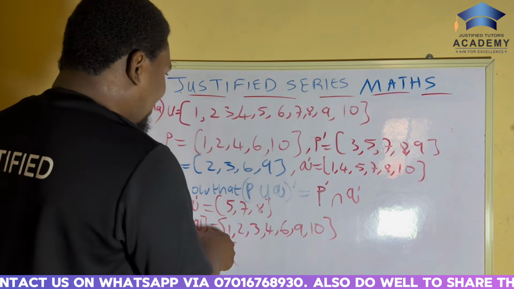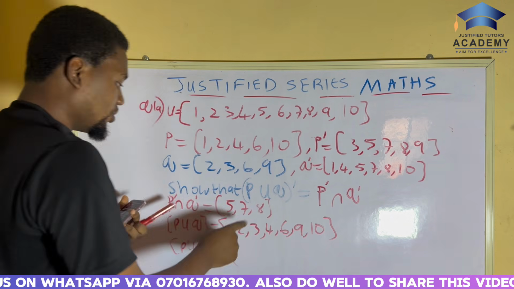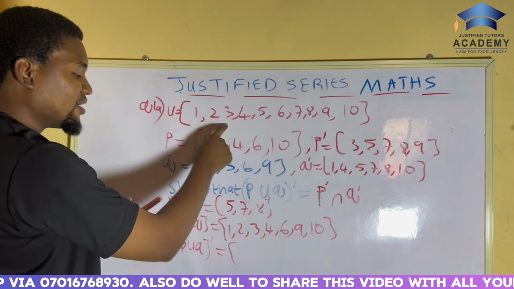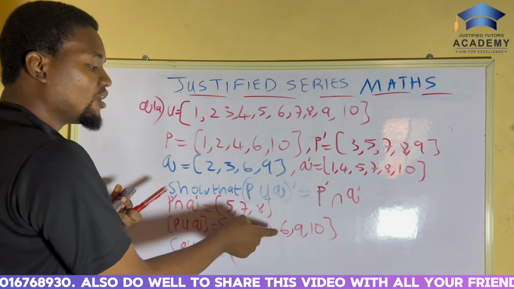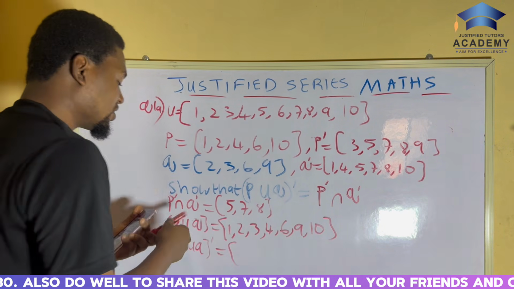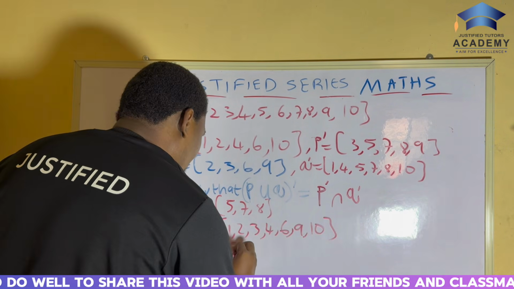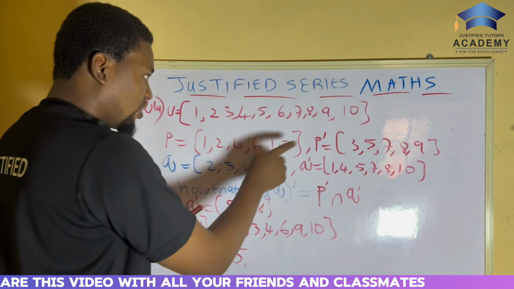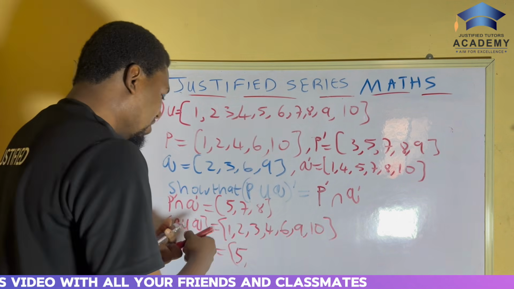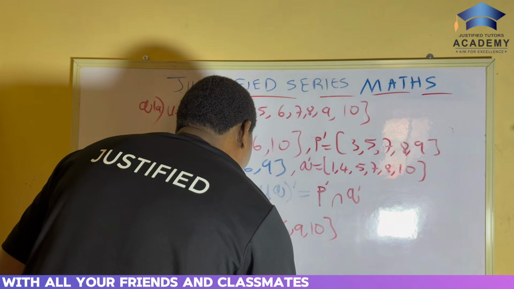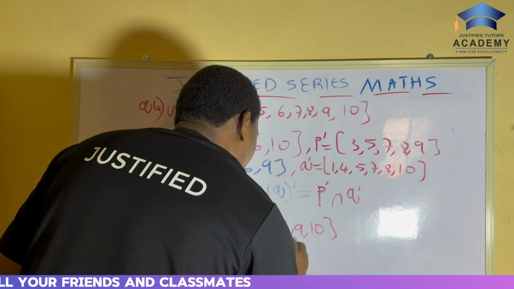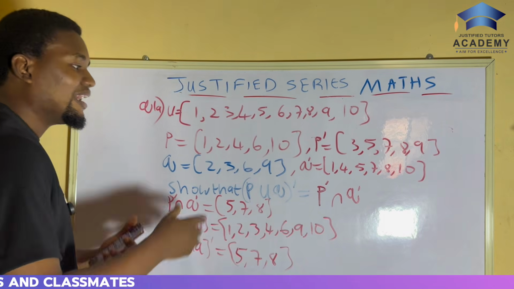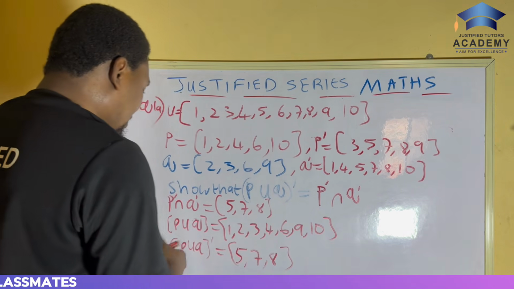So there is 1 here, there is 1 here. Not it. There is 2 here, there is 2 here. Not it. There is 3 here, there is 3 here. Not it. There's 4 here, there's 4 here. Not it. 5 is here, but it's not here. So therefore, 5 is the first one. 6 is here, 6 is here. Not it. 7 is here, but it's not here. Okay? 8 is there. So now, the answer is 5, 7, 8.